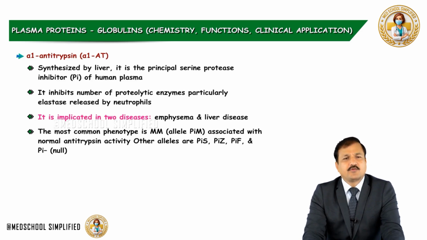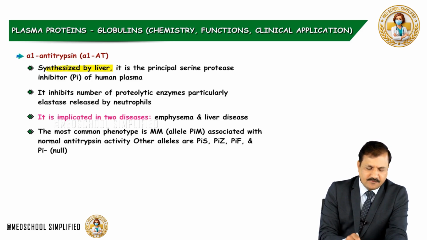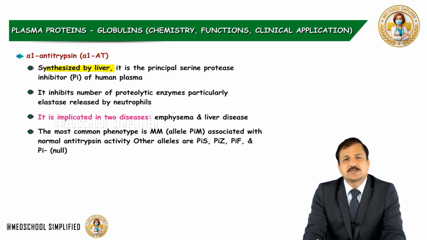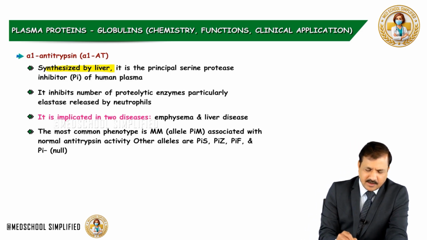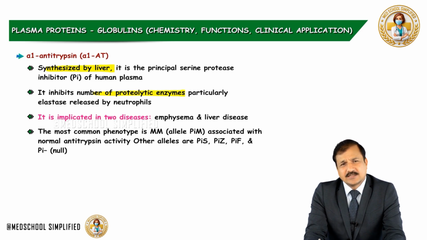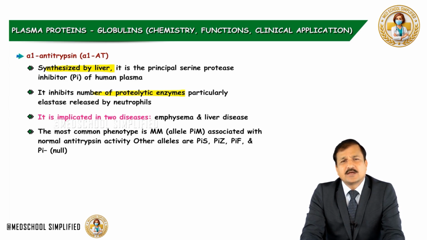Coming to alpha 1 antitrypsin. Alpha 1 antitrypsin, which belongs to alpha globulin, is synthesized predominantly in the liver and it is the principal serine protease inhibitor present in human plasma. So, it is an inhibitor of a number of proteolytic enzymes and more particularly the elastase that is released by neutrophils. So, alpha 1 antitrypsin deficiency has been implicated in emphysema and liver diseases.